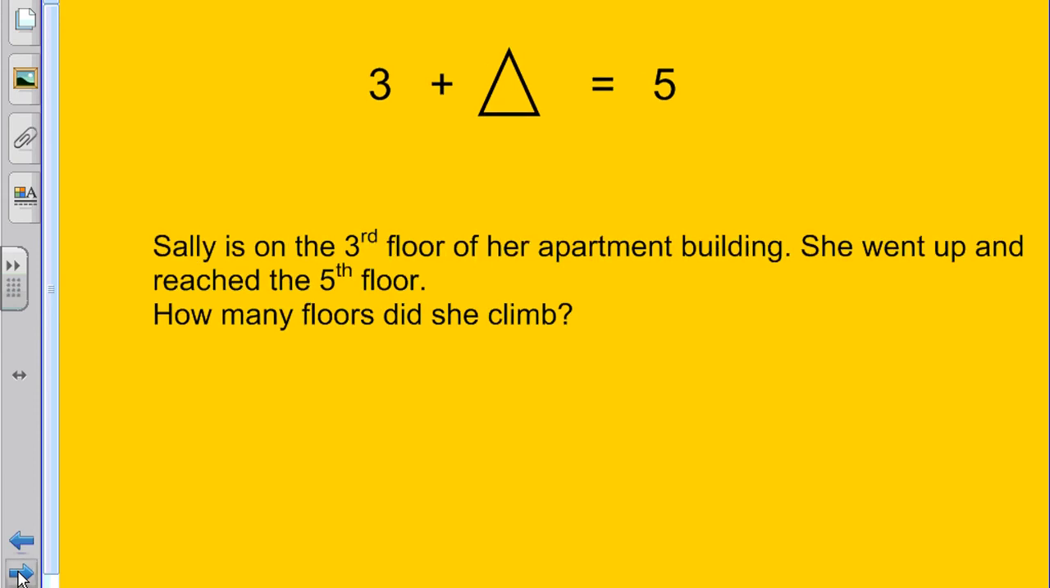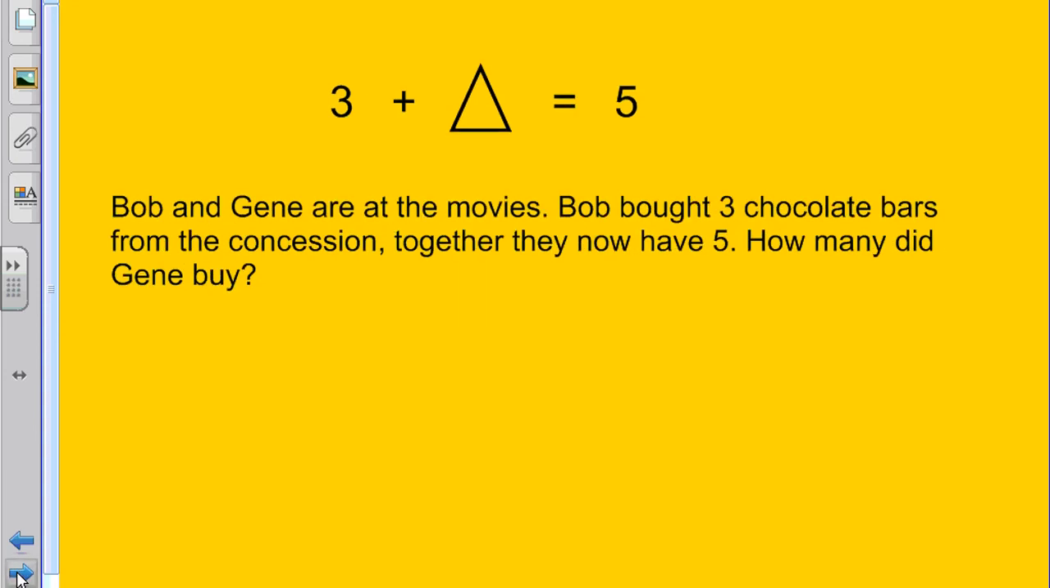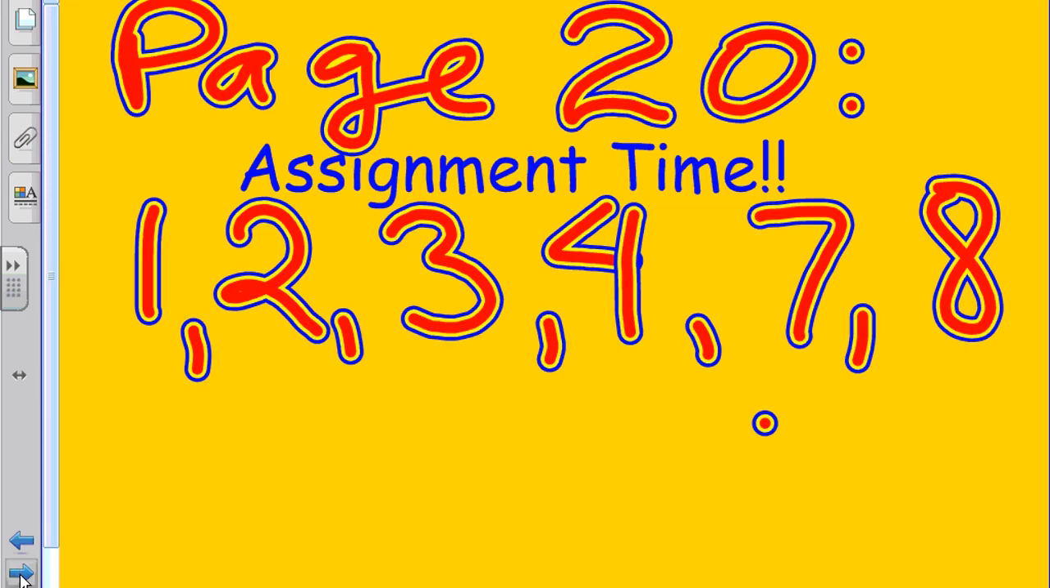Sally's on the 3rd floor of her apartment building. She went up and reached the 5th floor. How many floors did she climb? 2. Bob and Jean are at the movies. Bob bought 3 chocolate bars from the concession. Together they now have 5. How many did Jean buy? 2. All right. No, we're not done.